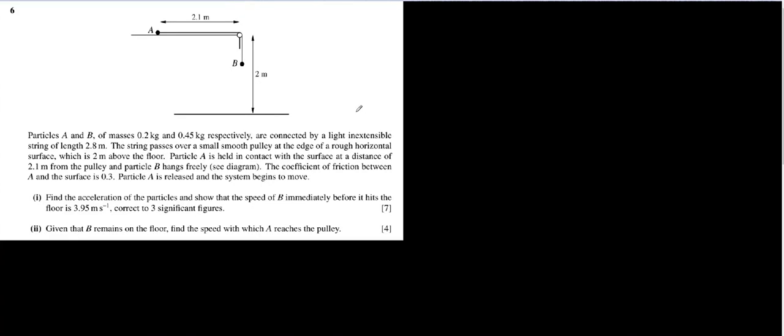Question number 6 has this pulley and string system, and they have explained everything here in this particular part. What is important here is to know that the string is 2.8 meters long. So 2.1 meters is here, that means this remaining part is 0.7 meters, and which means 2 minus 0.7, this is 1.3 meters above ground, this mass B.